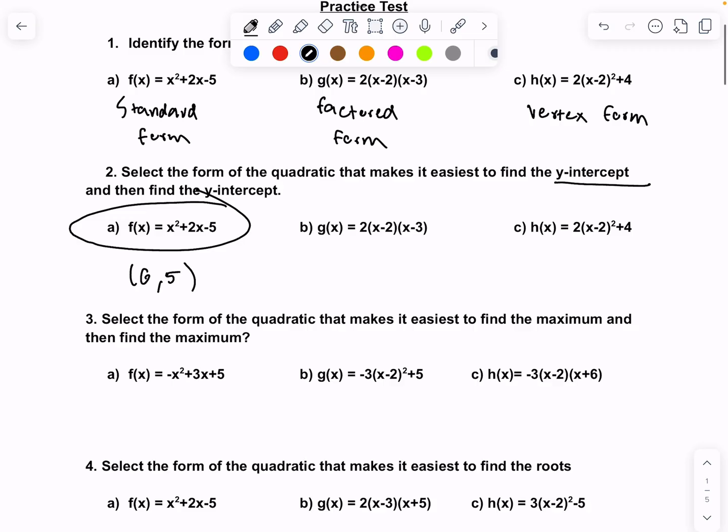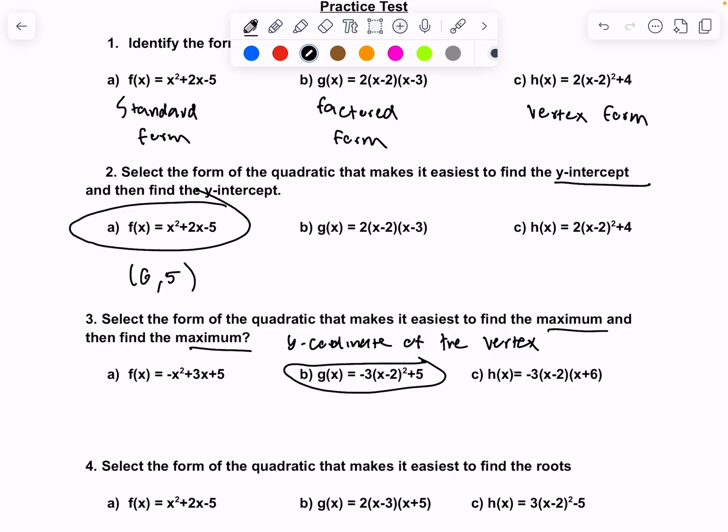If they wanted to find the maximum, remember that's the y-coordinate, not the y-intercept, the y-coordinate of the vertex. So I want to pick the one in which it's easiest to find the vertex, because if I have the vertex, then I certainly have the y-coordinate of the vertex, and so I want it in vertex form, which would be this one. And I could tell that the maximum is just the y value of 5.